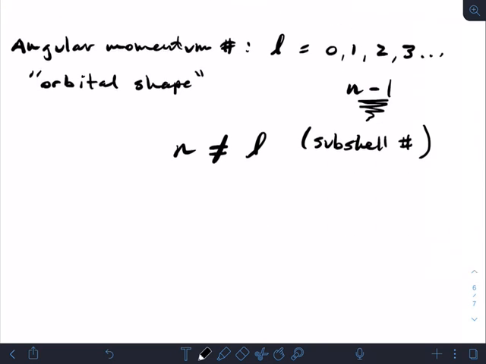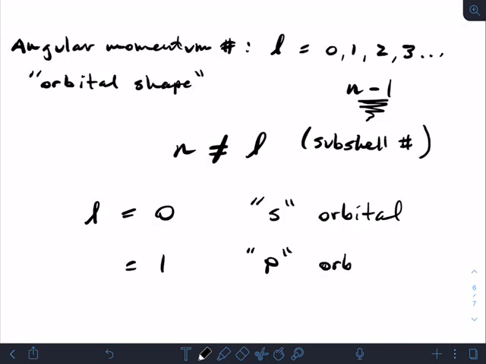So it tells us my orbital shape. If L equals 0, we refer to that as an s orbital. If L equals 1, we call that a p orbital. If L equals 2, we call that a d orbital.